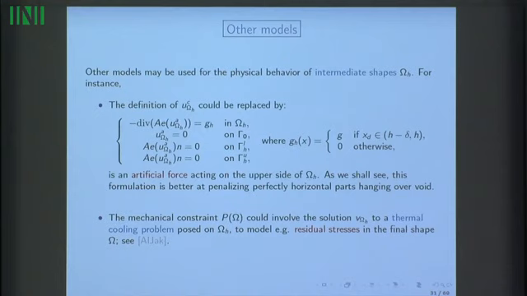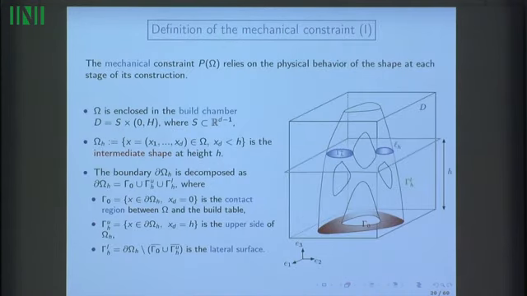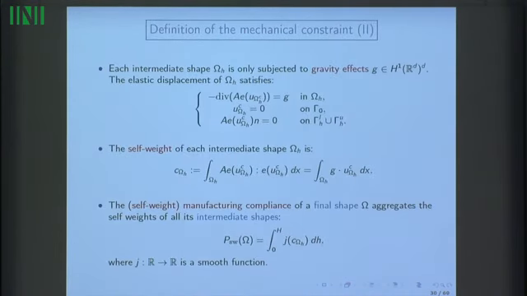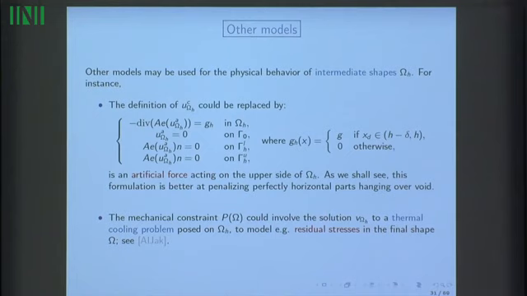We could also have chosen to model cooling effects inside the intermediate shapes as the most important physical information during their construction. So this has been done, for instance, by Grégoire and one of his postdoc students, Lucas Jacobsin, to model residual stresses inside the intermediate shapes during their construction. So this type of model, of constraint functional, could be used to model other effects related to additive manufacturing by exploiting this layer by layer construction process.